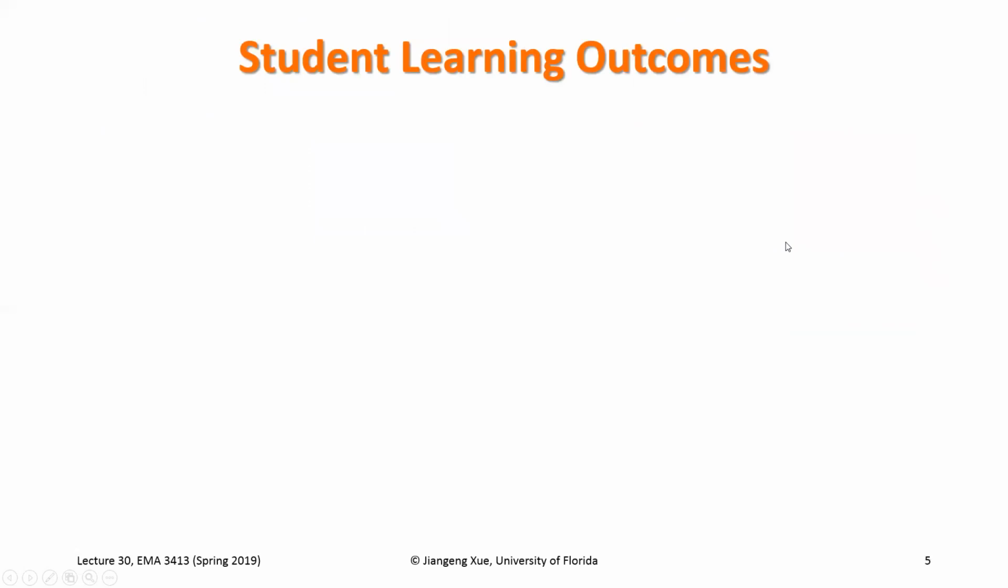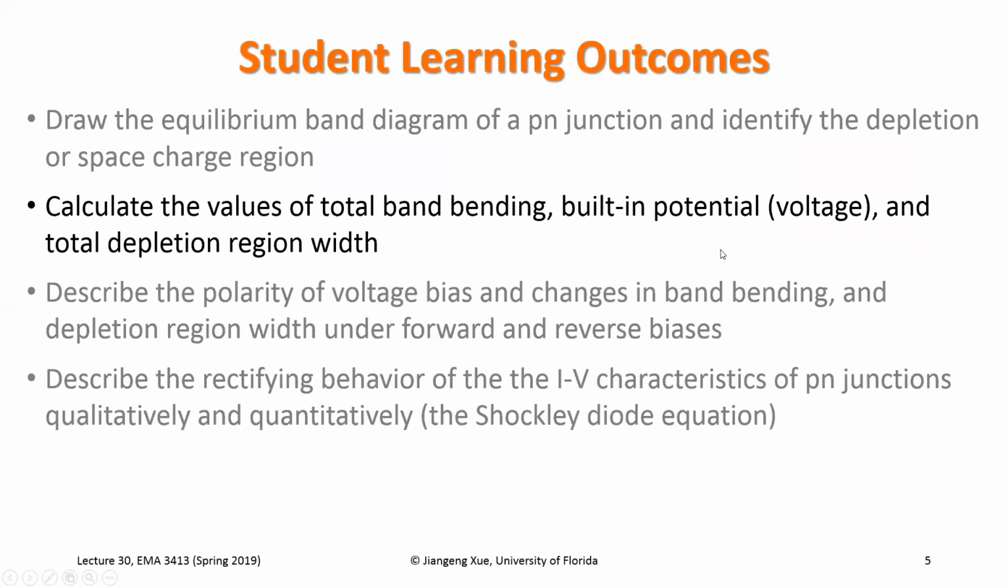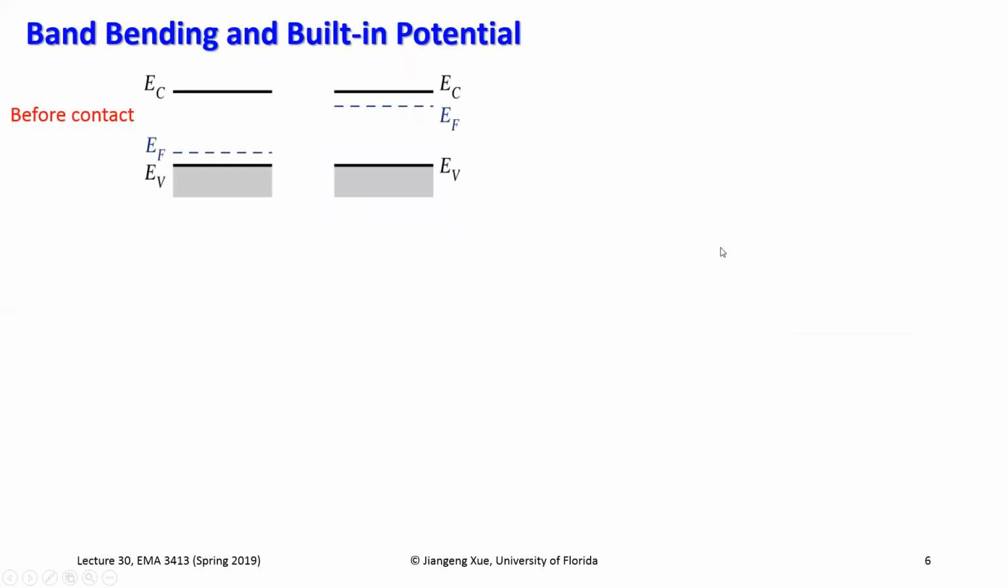The second student learning outcome is that the student should be able to calculate the values of total band bending, the built-in potential, and the total depletion region width. To calculate the band bending, understand that the band bending is needed to align the Fermi energies. How much the Fermi energies are misaligned before making the contact is how much you need to bend the bands to align them.